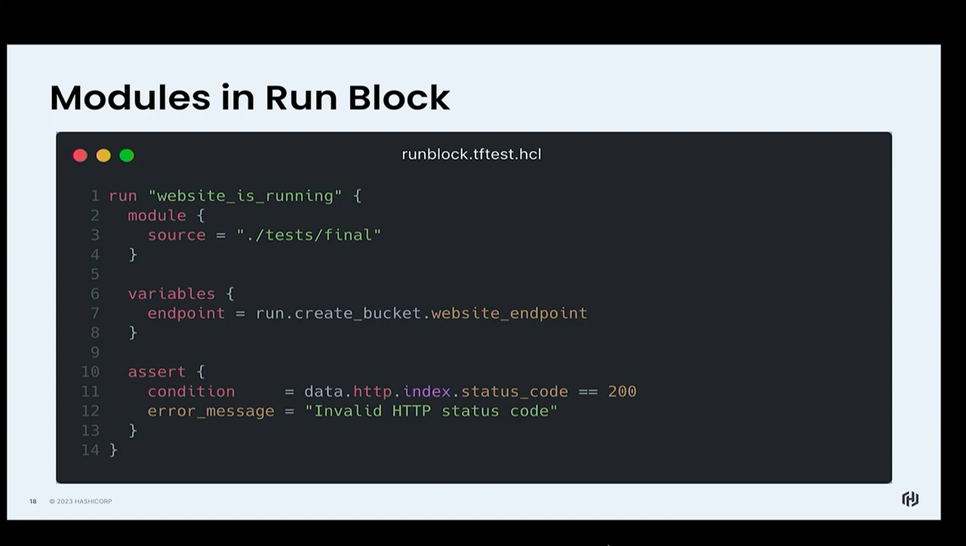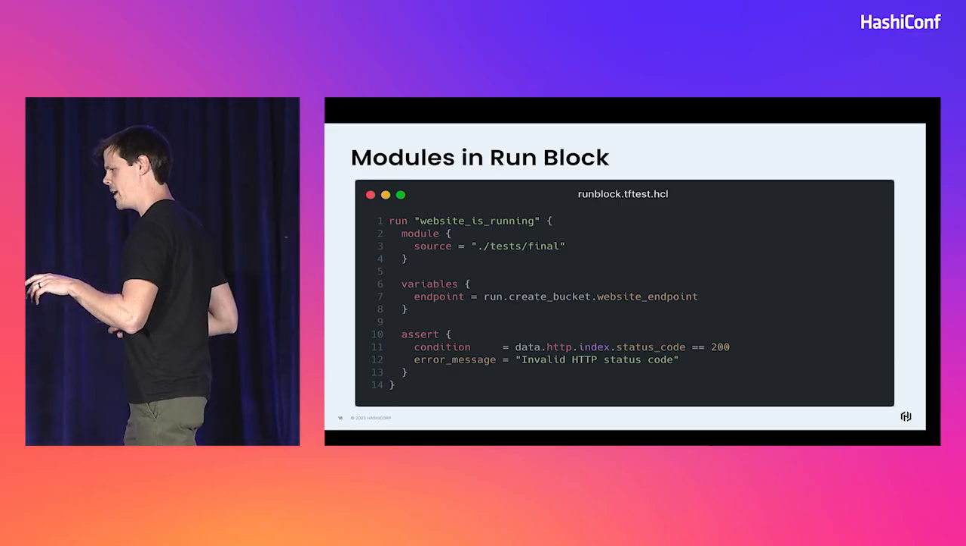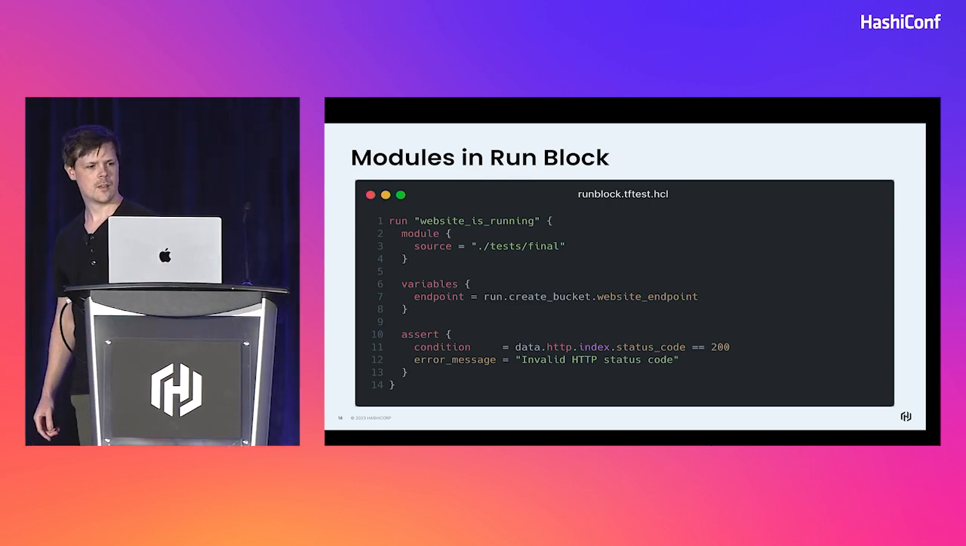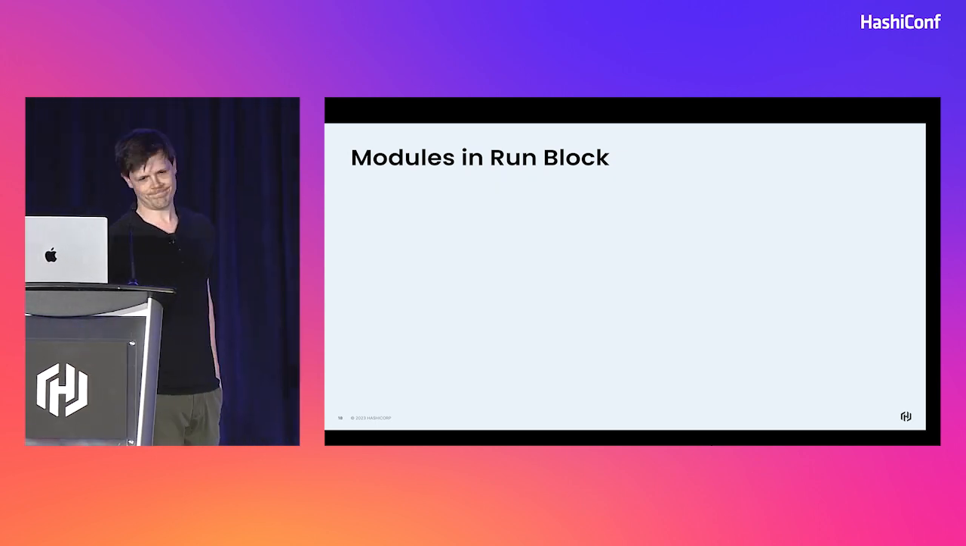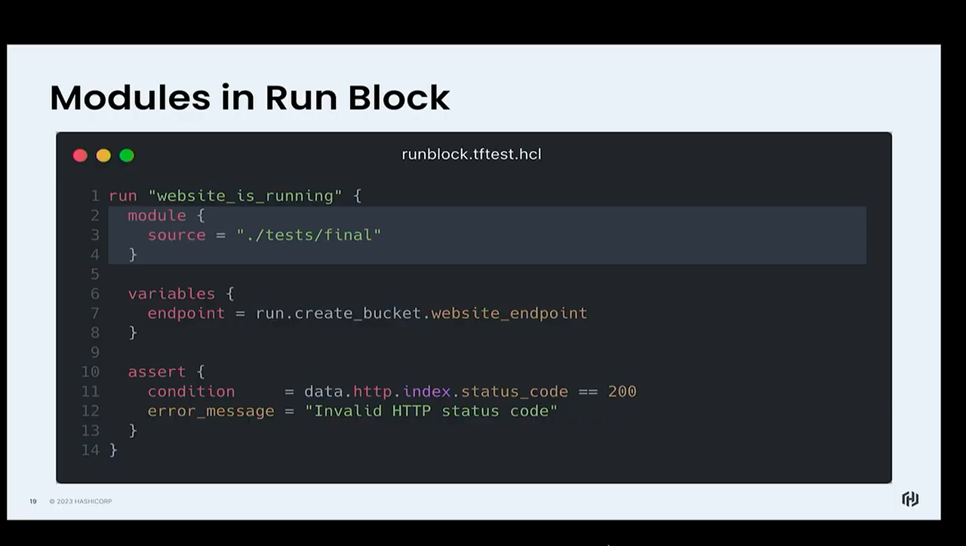So for this next test, what I want to do is test, is my website up and running? Can I send requests to it? What's the response code? And what we're looking at here is a test to do exactly that. One thing to highlight is this new block we're introducing, at least for a run block, which is the module block. The module block is saying, instead of running the plan or an apply, and instead of running all these asserts against our main configuration, the configuration that we've been testing so far that's creating the bucket, run it against this module over here. In our case, we have a local module in our source control set at test/final.